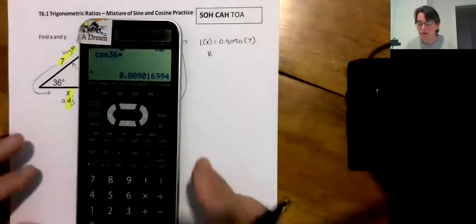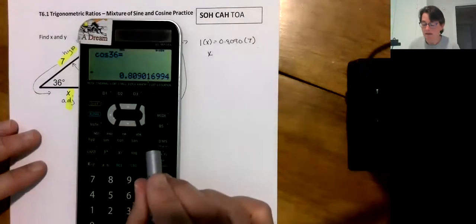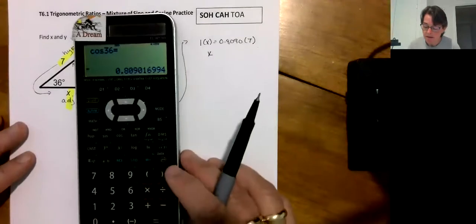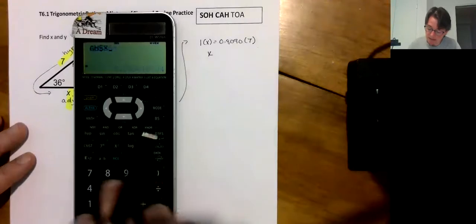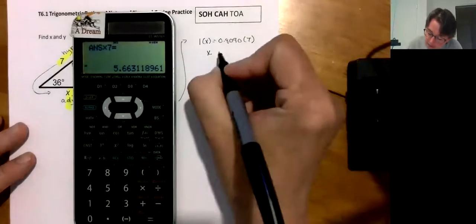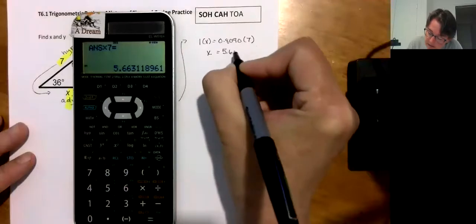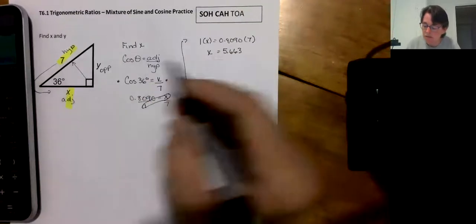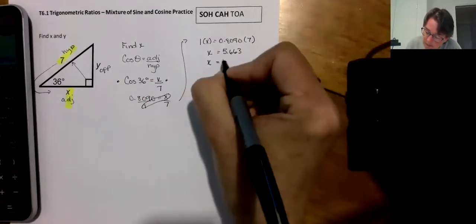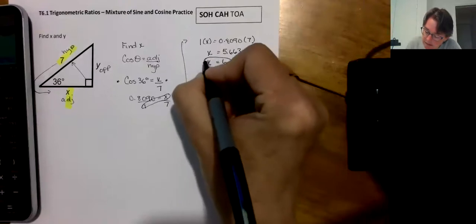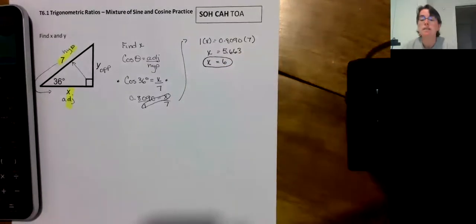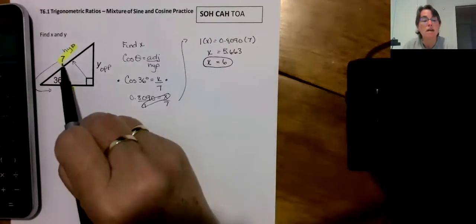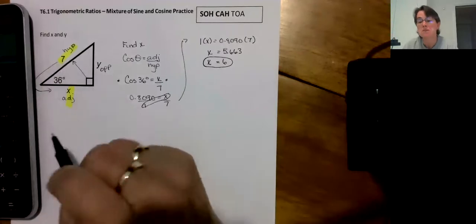I'm going to use my calculator here. It already has that number on it, including a little bit of extra information that I got rid of when I rounded. So instead of clearing it, I can just go times 7 and get my answer: 5.663. I'm going to look at my question. My question rounds to the nearest whole number, so I'm going to say x is equal to 6. I can't say too much at this point other than that's a possible answer, because my hypotenuse has got to be my longest side. So 6 could work.